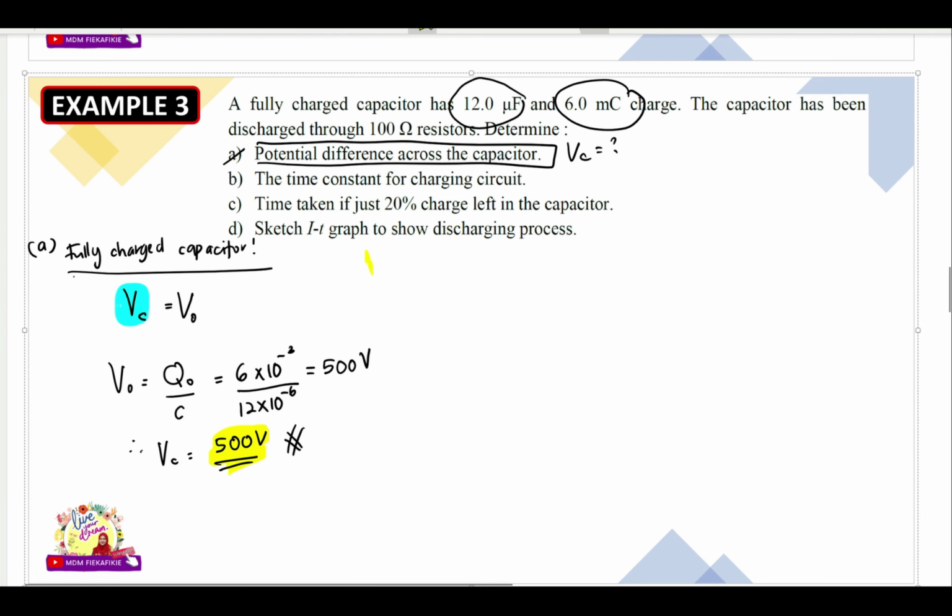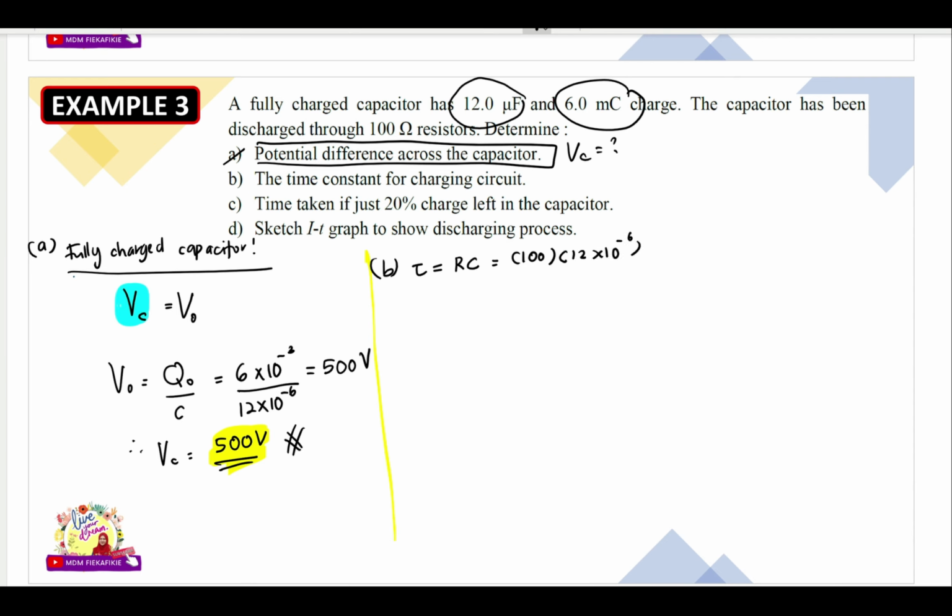Okay, and then B. Okay, the time constant for charging circuit. Okay, so the time constant we can just use for RC. Okay, we can use this equation. Okay, R kita dah tahu dah, dia dah bagi 100 and C is 12 micro. So boleh dapat lah.